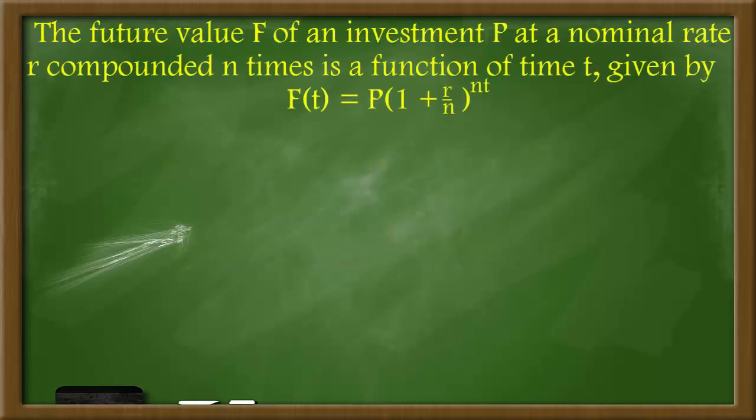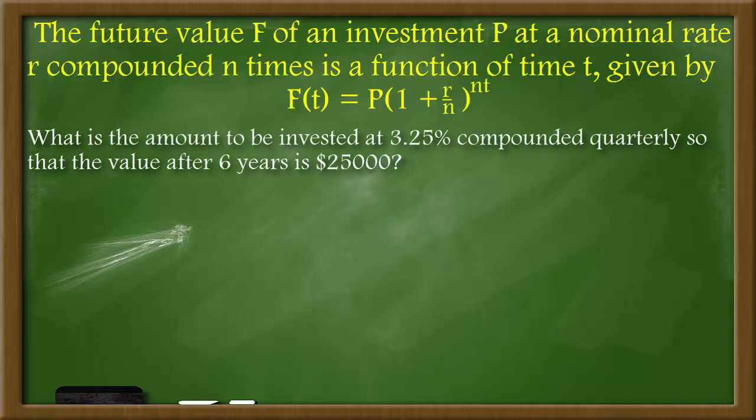The future value f of an investment p at a nominal rate r compounded n times is a function of time t measured in years, given by the exponential function f(t) = p(1 + r/n)^(nt).